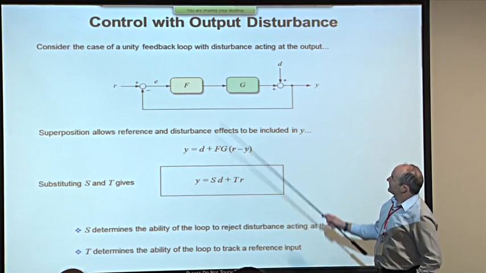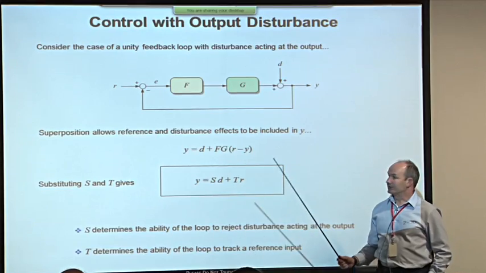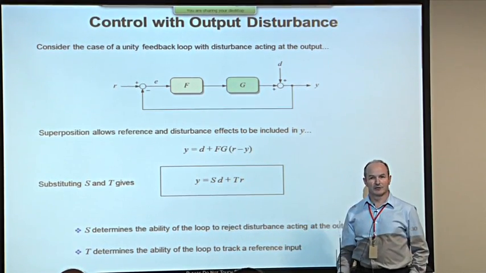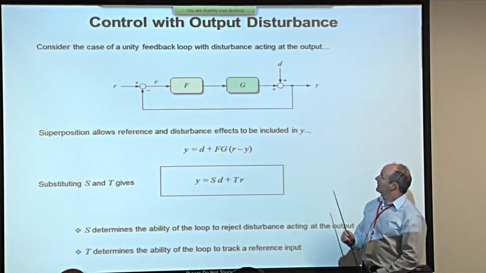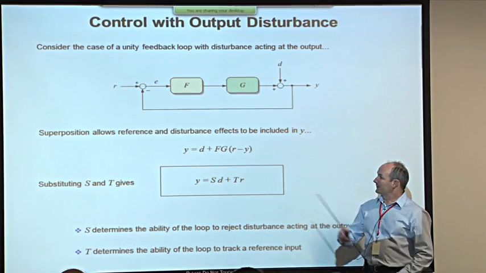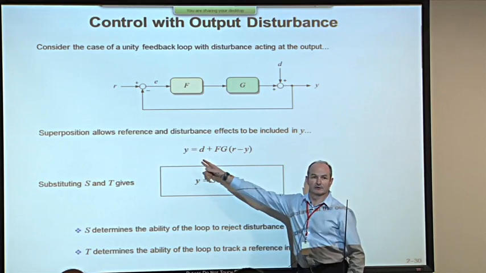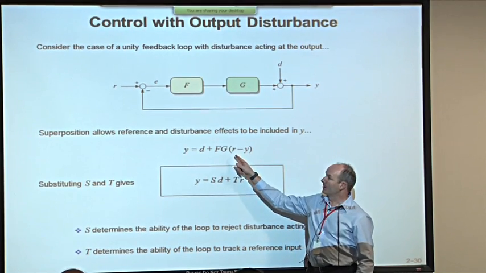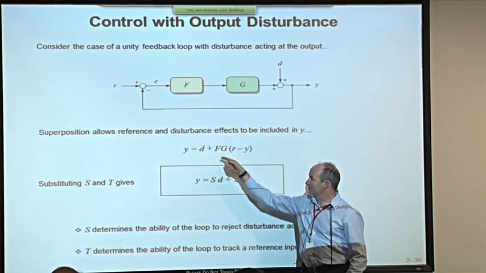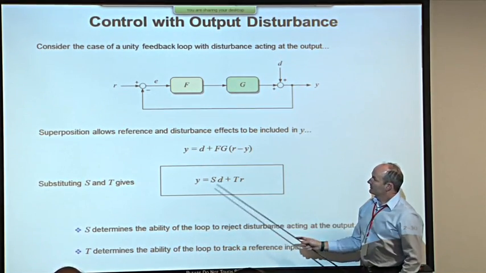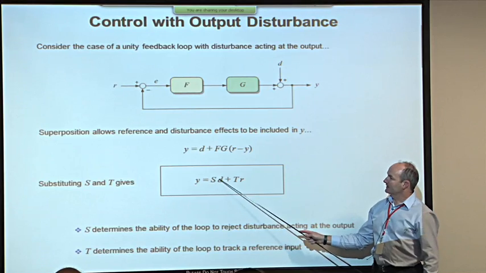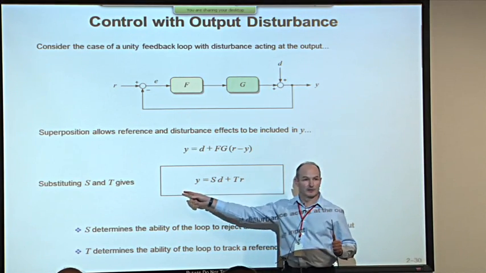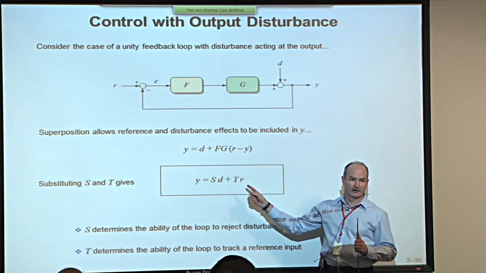This is modeling of the effects of disturbance, so this could be a change in output load or something like that. And when we analyze the behavior of this loop, we can apply the principle of superposition, remember that from chapter 1, to determine the effects of R and D differently. You see, Y is directly equal to D plus F times G times (R minus Y). And when we go through this and divide by 1 plus FG, you'll find that Y equals S times D plus T times R. This is the output in Laplace as a function of D and R.